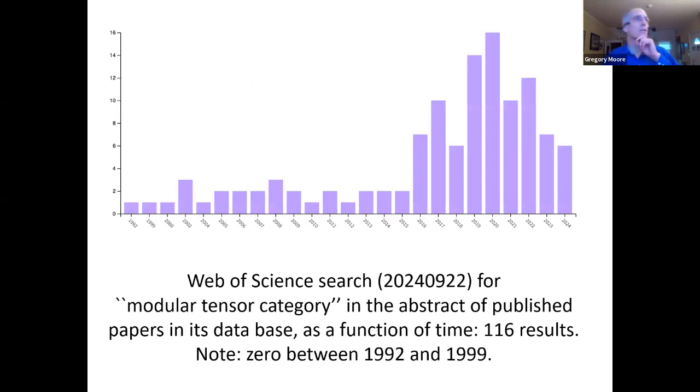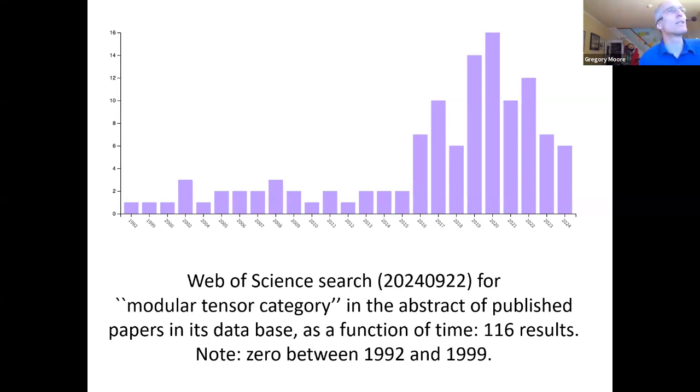Now, it's interesting to look at a graph of the occurrence of modular tensor category in the abstract of published papers. Now, I looked at the Web of Science, and a reason that's a good thing to do is it has very limited coverage of mathematics. So this is actually kind of a measure of the impact in physics. What you see is actually pretty low. So there are 0 references between 1992 and 1999.